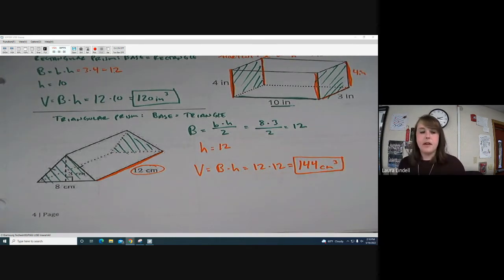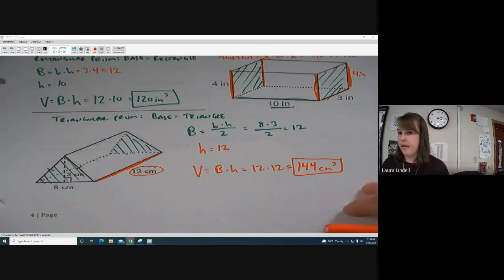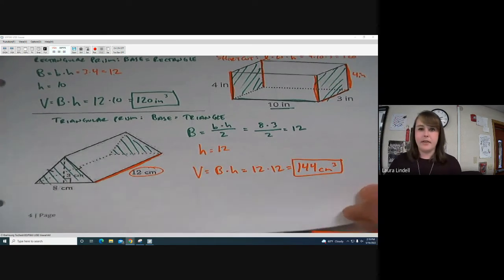Okay, so we've covered cylinders, we've covered rectangular prisms, and triangular prisms. Those are all the different types that we've done so far. All right, so go ahead and flip to the next page with me. Once you have this, feel free to pause if you need to get all of the notes.